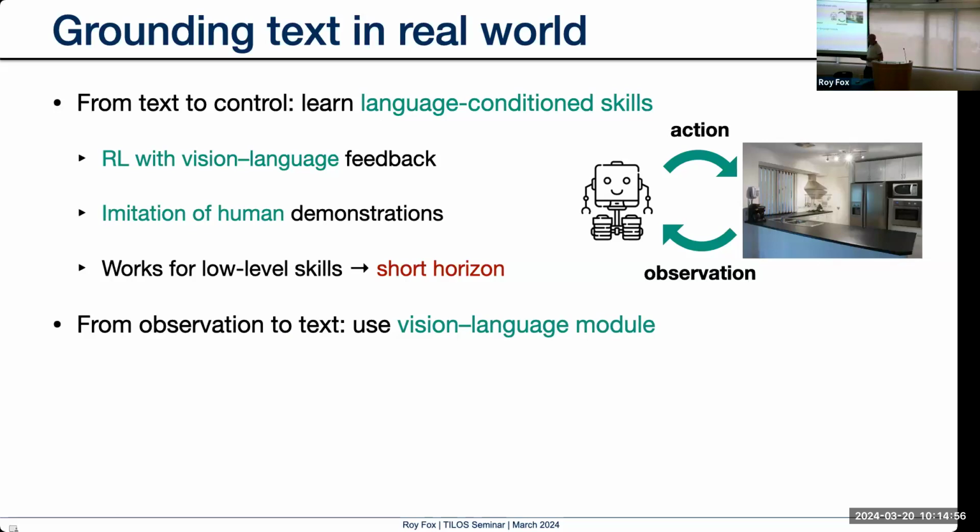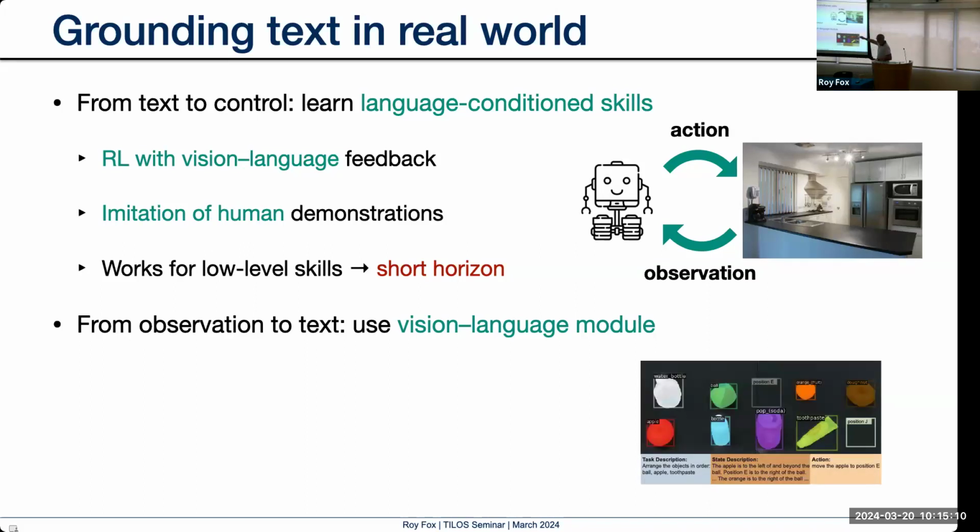In the other direction, we might go from observations to text by using those foundation models, right? So maybe a vision-language module that can look at an image and describe what we see in text. Here's an example from a domain I'll discuss later. This is a robot in our lab, and it's looking at a table in front of it, and there are all kinds of objects here. There's a vision module that is drawing bounding boxes and segmentation around these objects, and describing what they are in just a word or two of text.